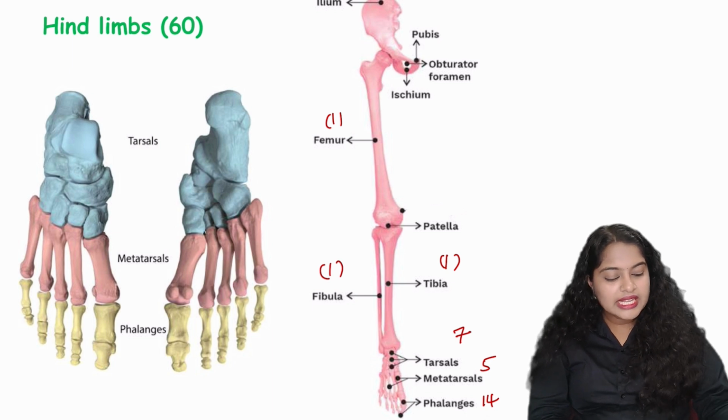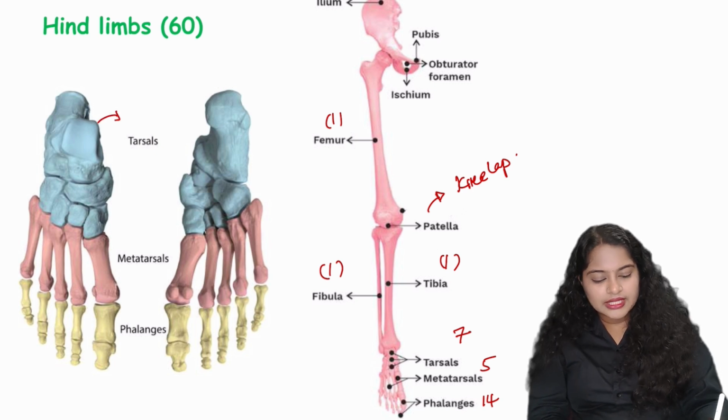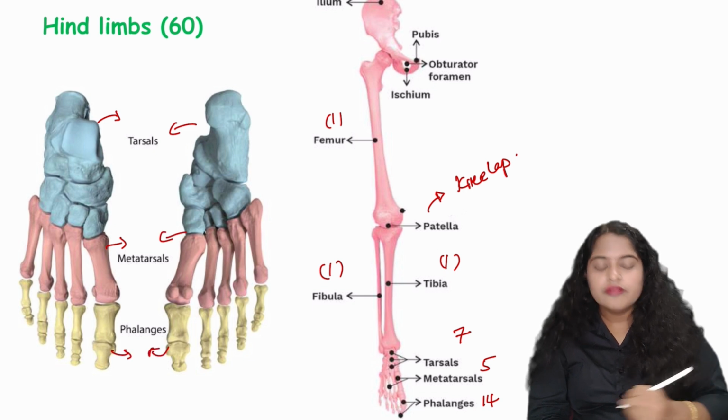And we have 1 kneecap or knee bone, that is called the patella. This is the knee bone, your kneecap. So in total we have 30 in the left hand side and 30 in the right hand side. So that all together constitutes 60 hind limb bones. So these are the tarsals, these are the metatarsals and these are the phalanges present.